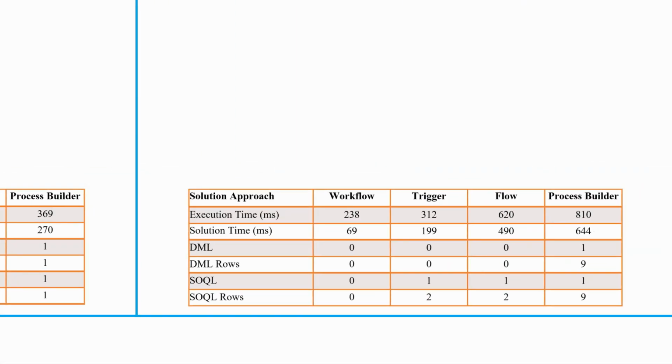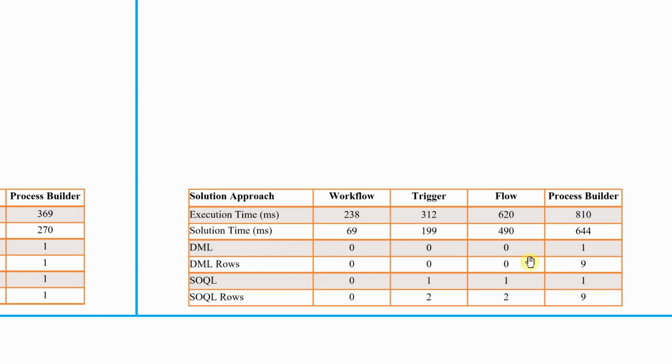If you go to bulk operation, you can see the difference is even higher. Workflow is consuming just 238 milliseconds, whereas process builder is 810 milliseconds. Do you know why this difference is there? Even if we say the process builder is bulkified, when you are inserting or updating bulk records, the process builder is executed for each record, and only at the end does it consolidate all the results and do a single update operation. So the time difference is happening because of the time taken to process each record. That's why the difference is here.